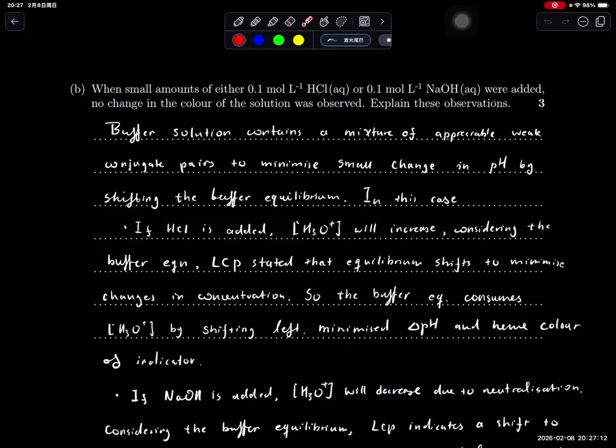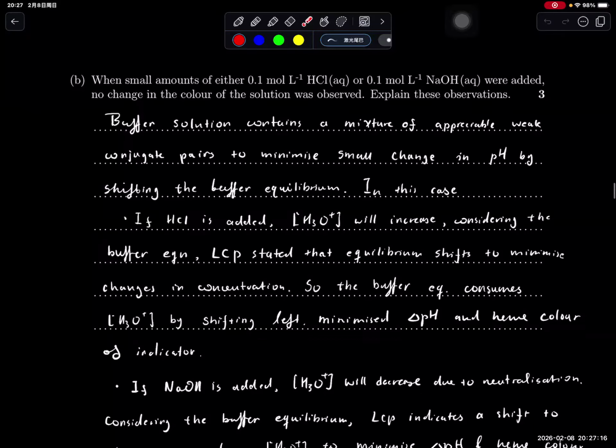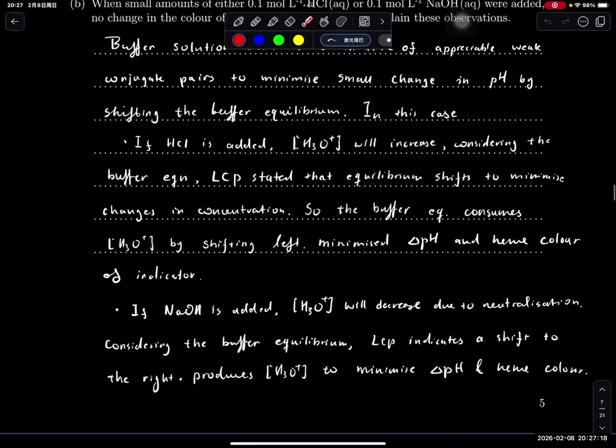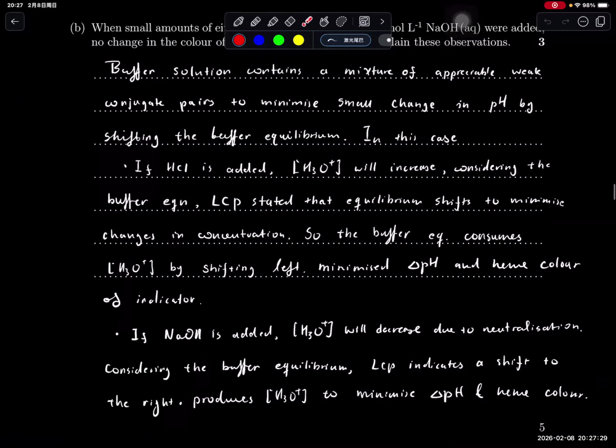So make sure to define what a buffer is, and then use dot points to answer: what if acid is added, what if base is added. In your answer, definitely define LCP and then apply it to this question, right? I won't go through the details. You should be able to do LCP by this point and then apply it to buffers.